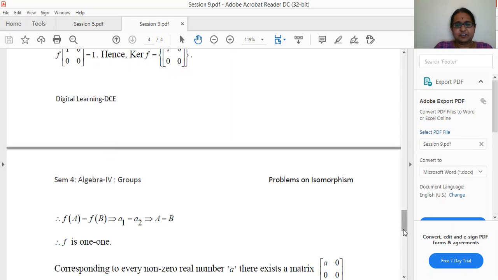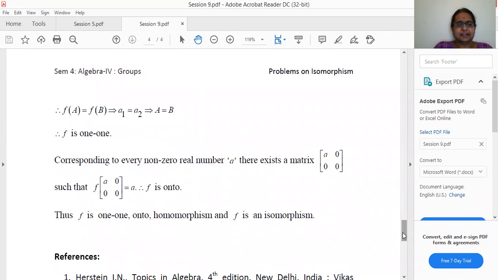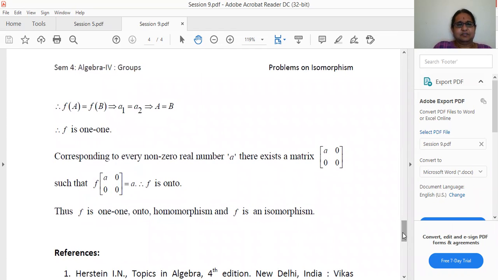Now to show it is onto: corresponding to every non-zero real number a in the codomain, there exists a square matrix [a, 0; 0, 0] in the domain such that f of [a, 0; 0, 0] is a. So the mapping is satisfied. So we say f is onto. Thus, f is a 1 to 1 onto homomorphism, and f is an isomorphism.